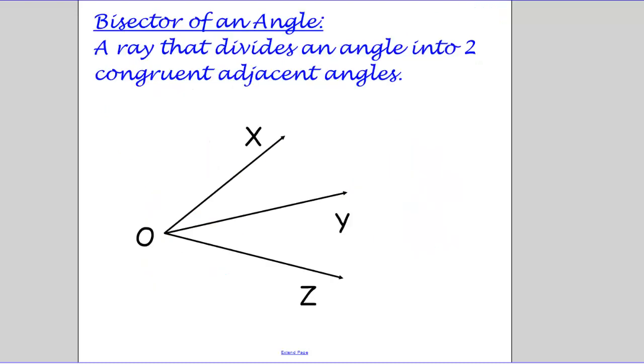Next, a bisector of an angle. We're going to be using this definition a lot. It's a ray that divides an angle into 2 congruent adjacent angles. So I have 2 congruent angles. How we mark congruent angles is with arcs. Say that is congruent to that. You mark it with 1 arc. Say in your picture you already had something marked with 1 arc. So you can just do 2 arcs then. So that I know that angle XOY would be congruent to angle ZOY.